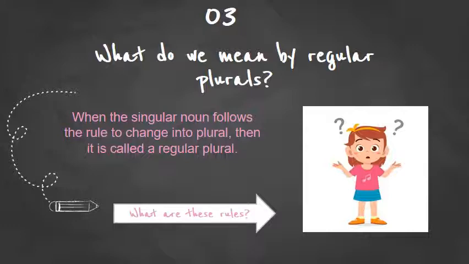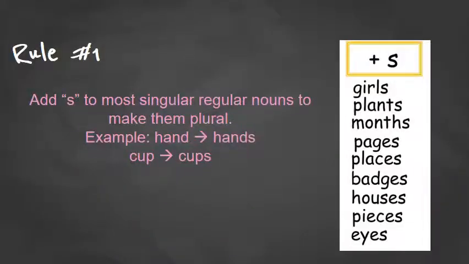What are these rules? Let's see. Rule number 1, add s to most singular regular nouns to make them plurals. Most of the nouns, as I said in the previous slides, take s, like hand, hands, cup, cups, girl, girls, plant, plants, month, months, page, pages, place, places, badge, badges, house, houses, piece, pieces, eye, eyes. So you see, the first rule says that most of the nouns should take s.